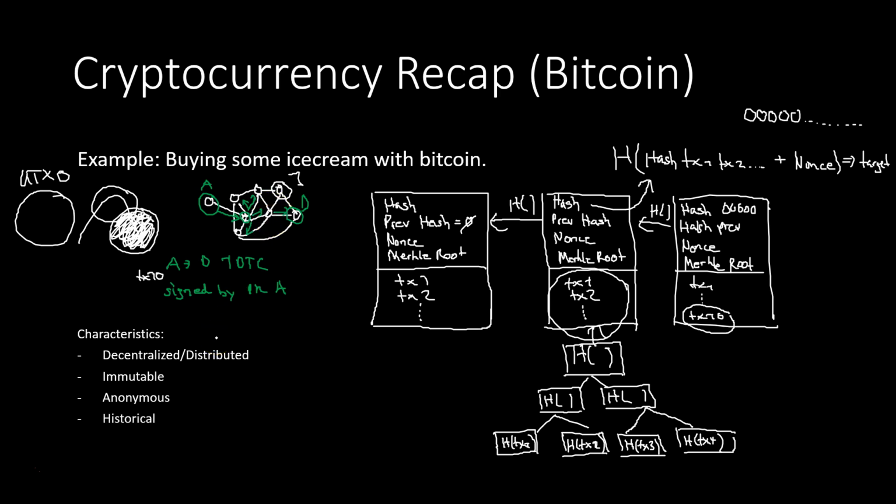Then it's historical, so it always goes back to the initial block. We can always see the whole history. It's inclusive because we don't have to have a passport or something to sign up. Everyone can participate as long as they have internet connection. And it's public, so anyone can look into the blockchain and see what happened and when.